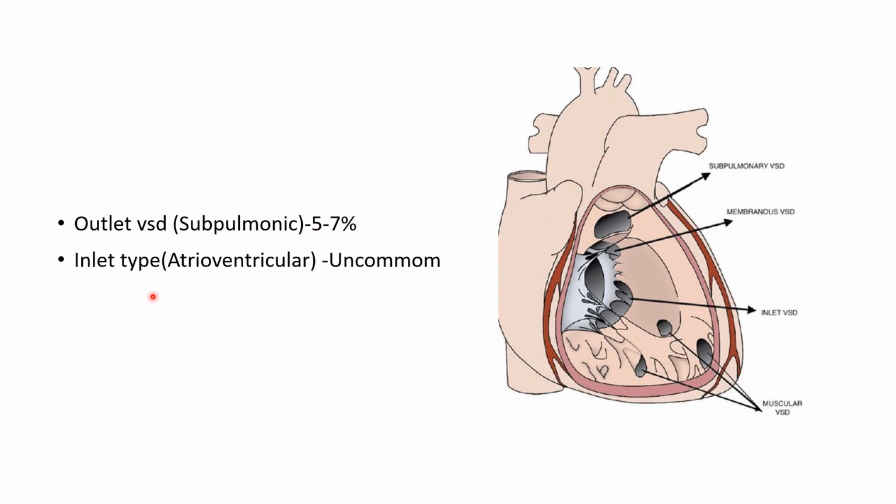And inlet type or atrioventricular is uncommon. This is inlet type ventricular septal defect, and this is communication between ventricle and right atrium, and this can lead to AV nodal abnormalities and fascicular block, and this is uncommon, almost rare.